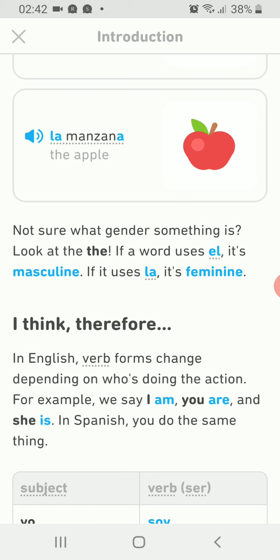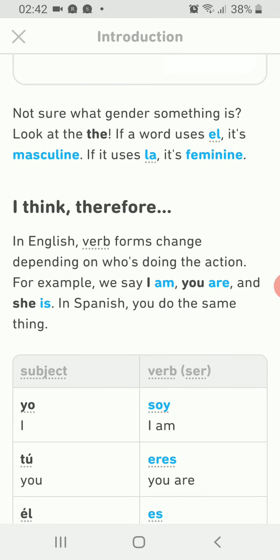If you're not sure what is the gender of a word you're encountering, look at the article. Definite article or indefinite article, it doesn't matter, but just look at the article. Articles are here to help you get more information basically about words. If a word uses el, it's masculine. If it uses la, it's feminine. As simple as that.